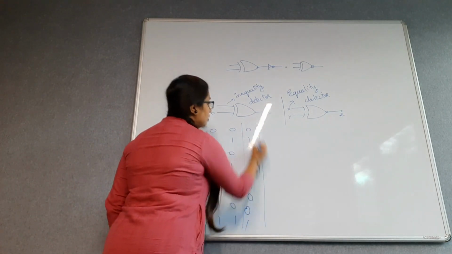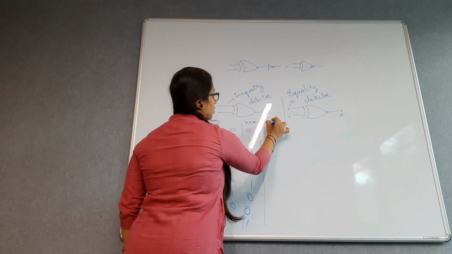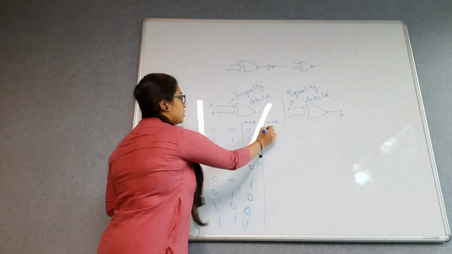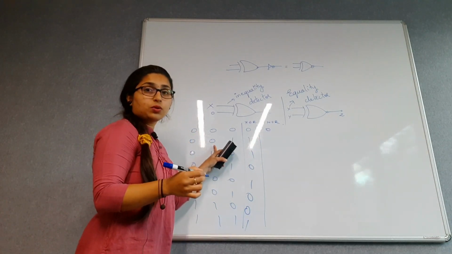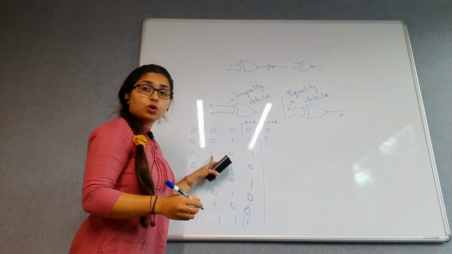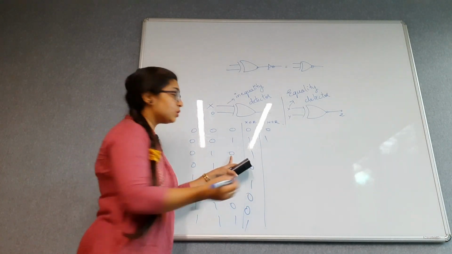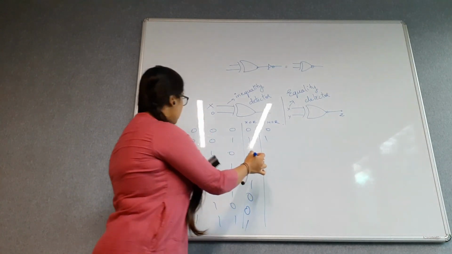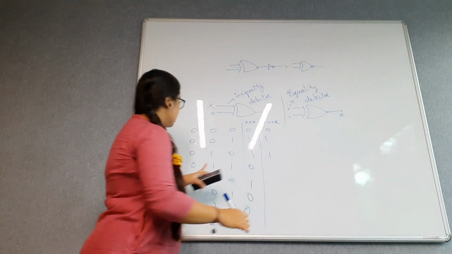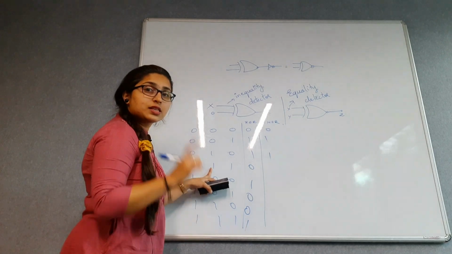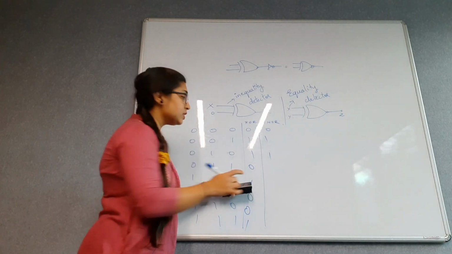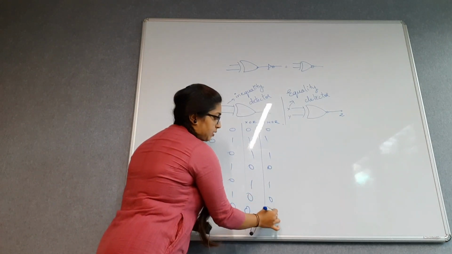So what about the XNOR? 0 XNOR 0 is 1, 1 XNOR 0 is 0, 0 XNOR 0 is 1, 1 XNOR 1 is 1, 0 XNOR 1 is 0, 1 XNOR 0 is 0, 0 XNOR 1 is 0, 0 XNOR 0 is 1, 0 XNOR 1 is 0, okay, and 0 XNOR 1 is 0. So you are going to get this.